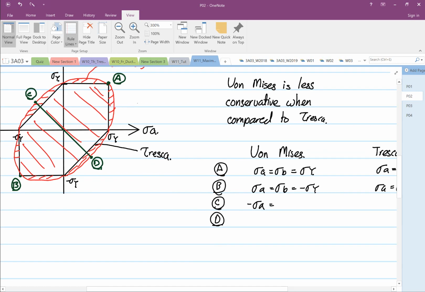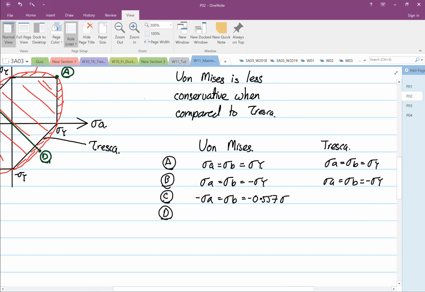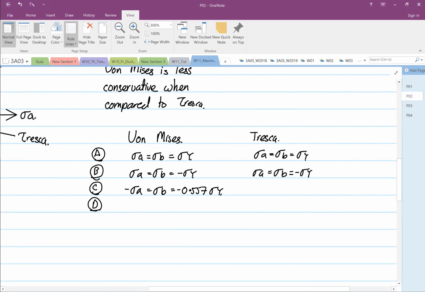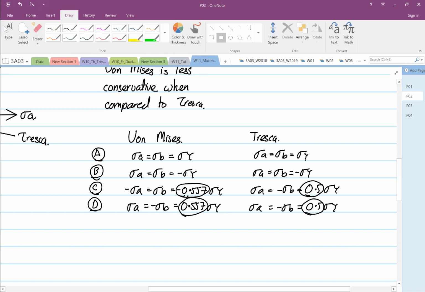At point C, minus stress A is equal to stress B, and this will be equal to minus 0.557 stress U for von Mises. And for Tresca, stress A is equal to minus stress B, and this is equal to 0.5 stress U. So 0.5 stress U is Tresca, but von Mises happens to be what? 0.557. Likewise at point D, stress A is equal to minus stress B, and this is equal to 0.557 stress U, while for Tresca it is 0.5 stress U. So this magnitude shows that von Mises is less conservative.